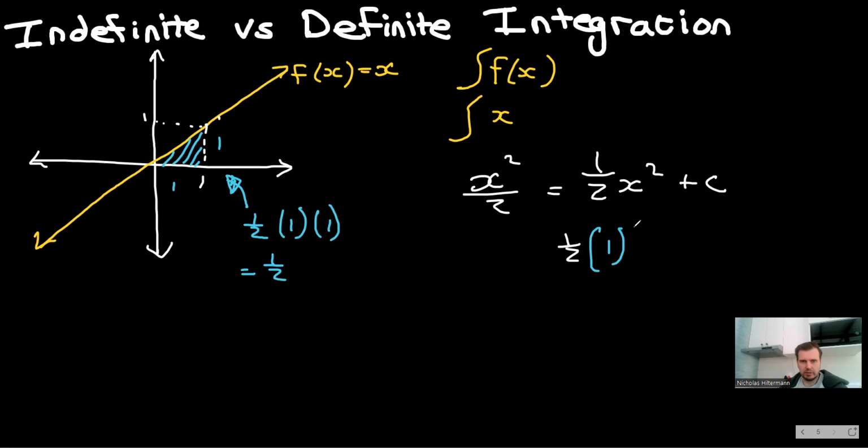Half, 1 squared, which is a half. So we see we get the same value, plus c. The reason for this plus c is because we don't necessarily know just from the integral what the original equation was, because there could have been a value that we couldn't define. But that's fine, because for now, let's forget about the c, because it just so happens that it works for this one, because we're starting at 0.